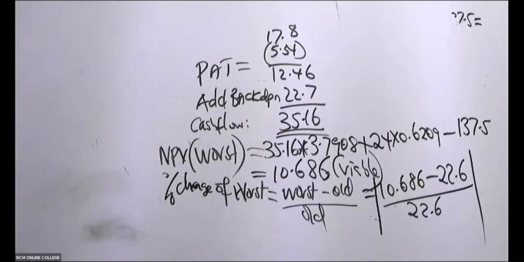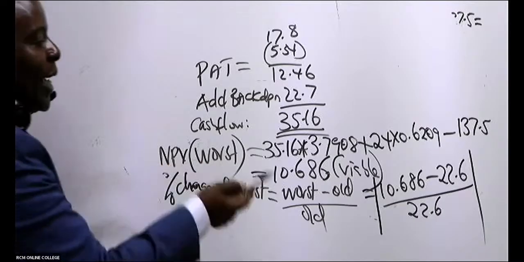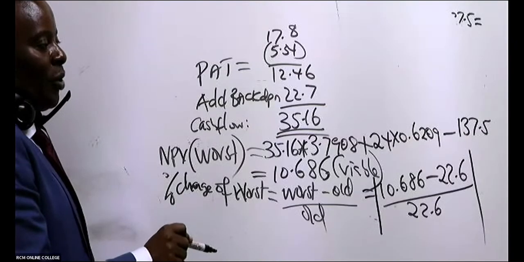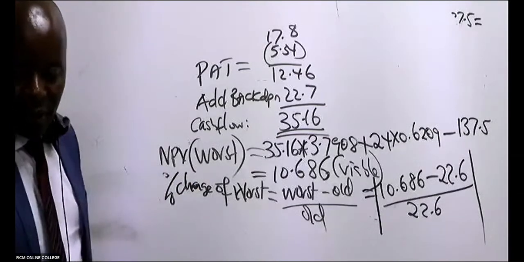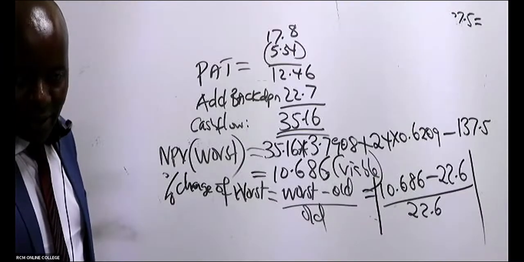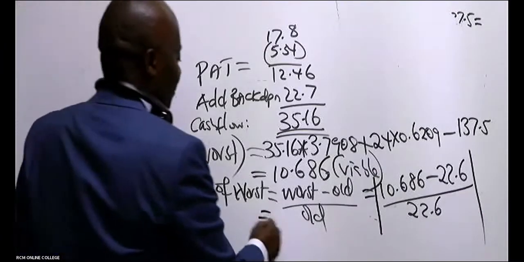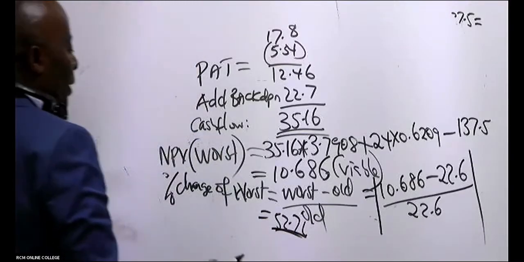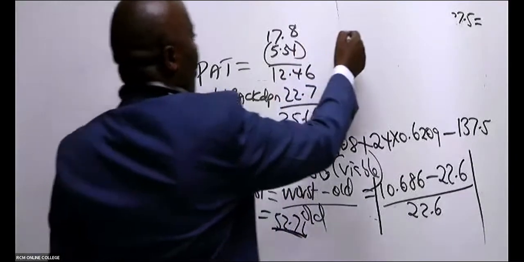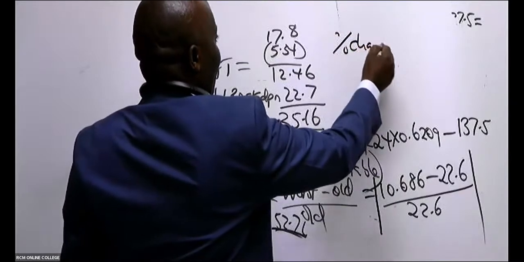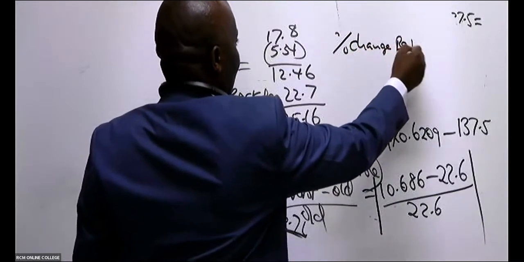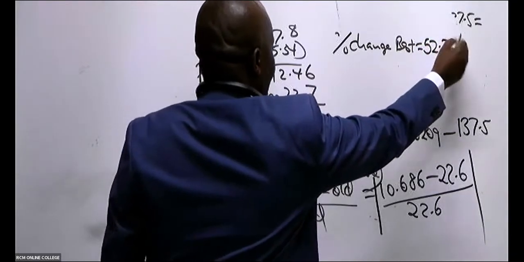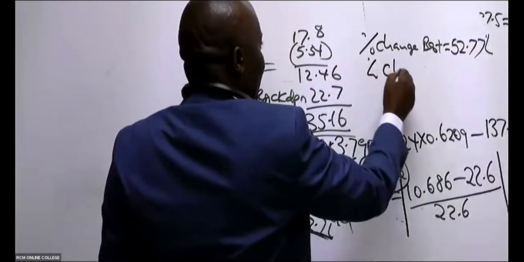So the percentage change, you ignore the negative. Whenever you get percentage change negative, ignore it. All percentage changes will be positive. So you're getting 52.7%. Could you kindly remind me, ladies and gentlemen, what was the percentage change for best? Best, it was 52.77. How about the percentage change for worst?